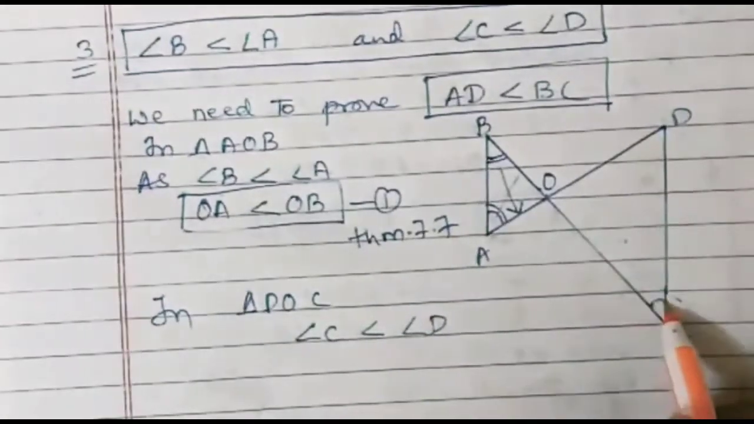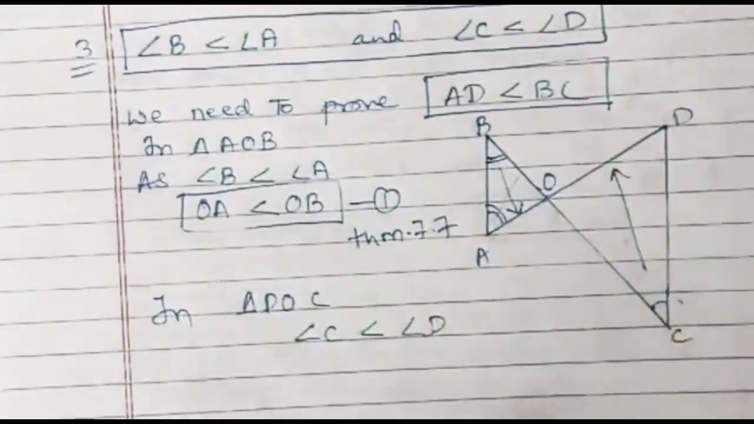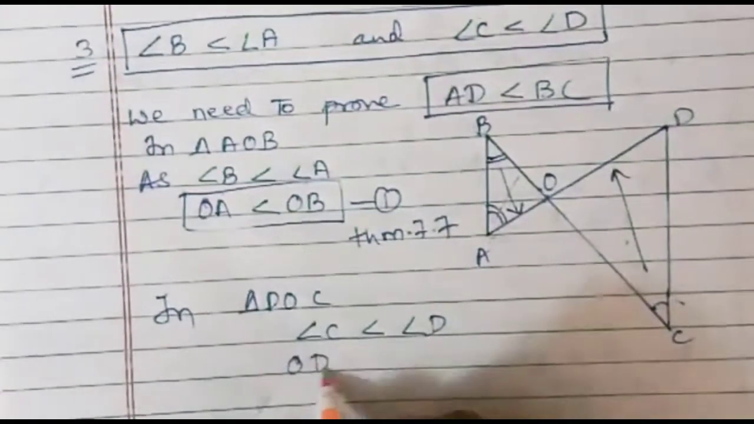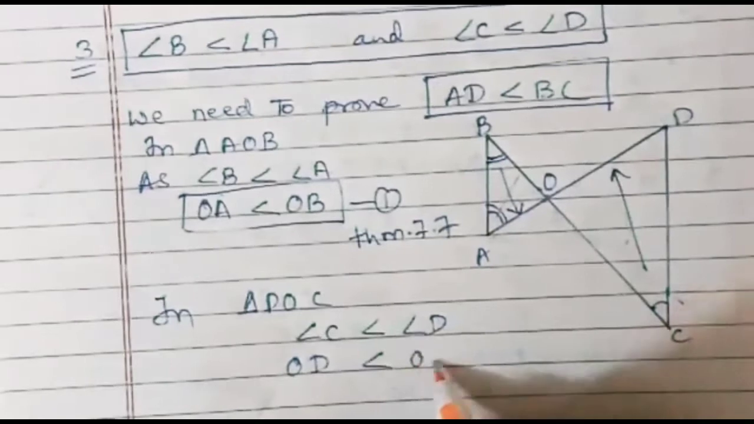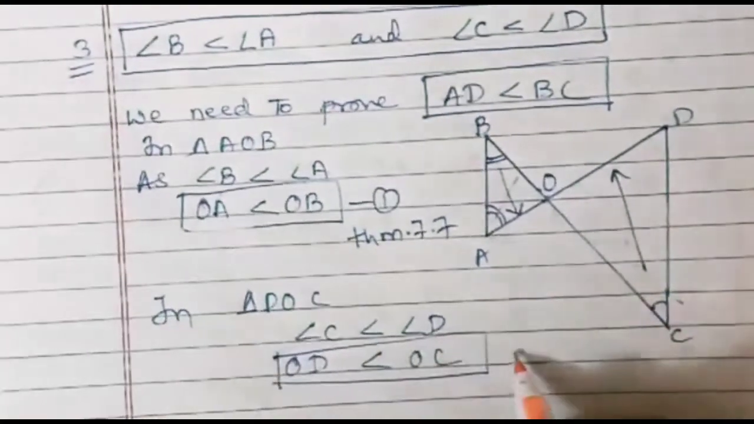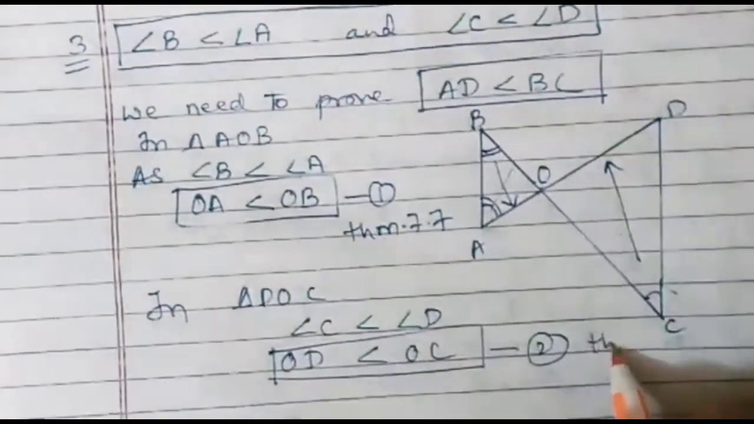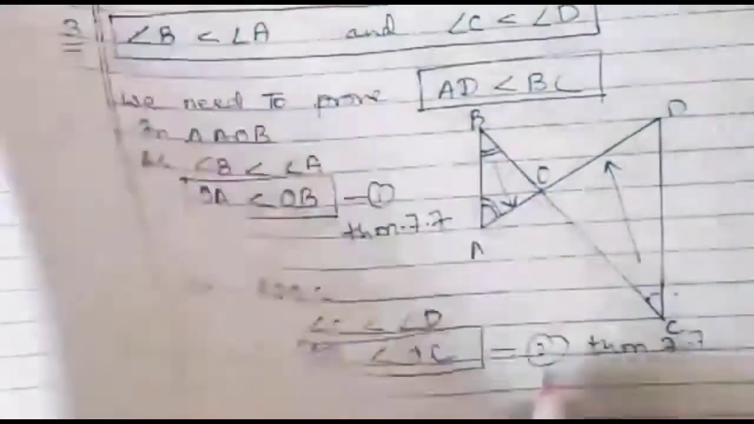Now angle C is smaller, so the side opposite to angle C will be OD. So OD will be smaller than the side opposite to angle D, that is OC. Okay, so this is result number 2. Again this result is proved by theorem number 7.7.